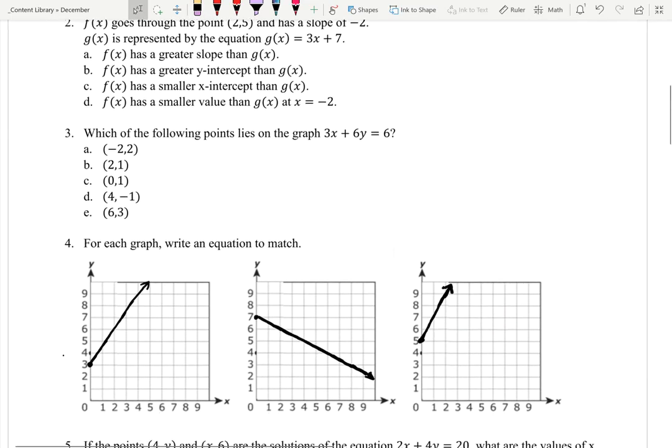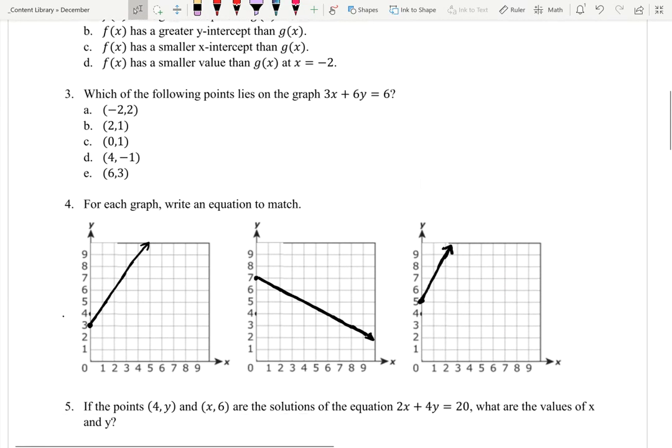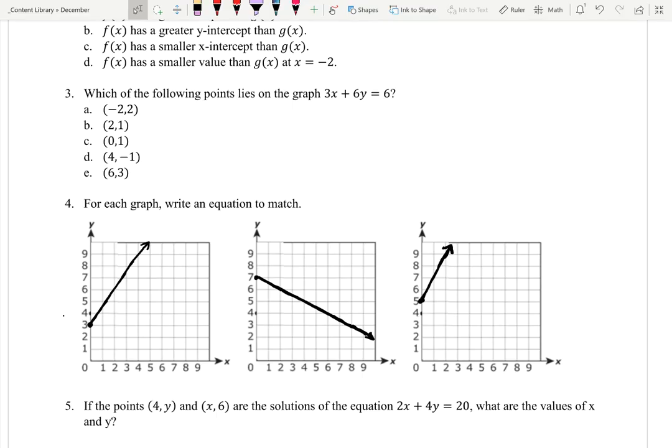Number 3, which of the following points lies on the graph 3x plus 6y equals 6? This one's select all that apply for my review. Basically, how we can check which point or points, could be one, who knows, lies on that graph is which x, y fits in the equation. So essentially, we'll test out each of these and we'll see which ones fit and which ones don't.